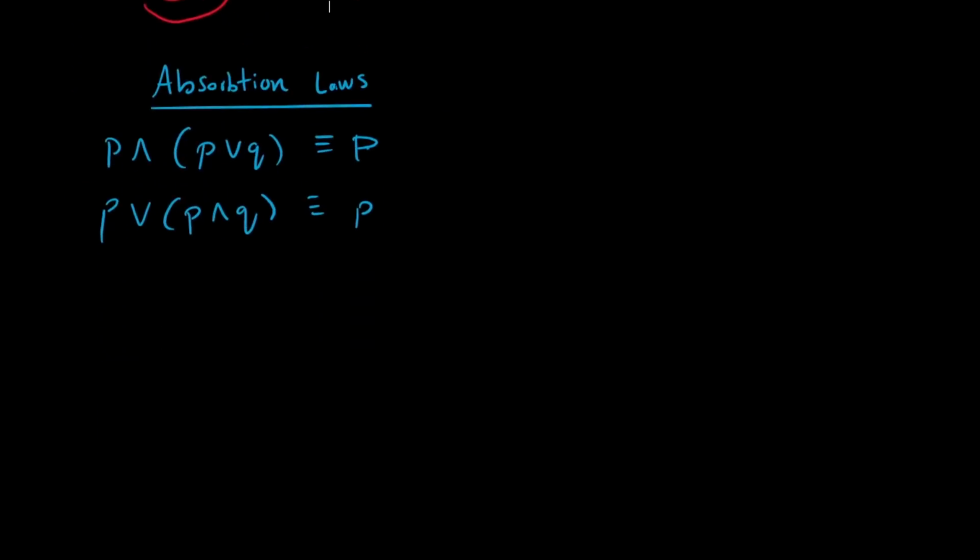The next and final law we're going to be looking at is the absorption law. So let's say we had p and in brackets we had p or q. This is the same thing as p, or I should say congruent to p. And if I had p or p and q, then it is also congruent to p. Something that you can notice here is that the operator outside is and and the operator inside is or. And here the operator outside is or, and the operator inside is and. So you can see that the operators have to be opposite. So pay attention to the operators when you're doing absorption.